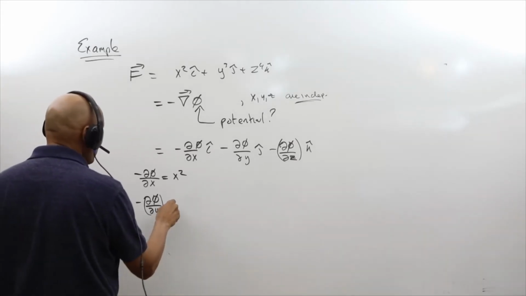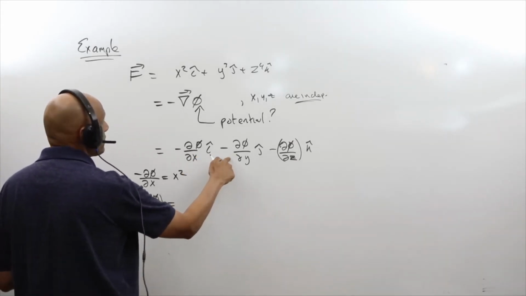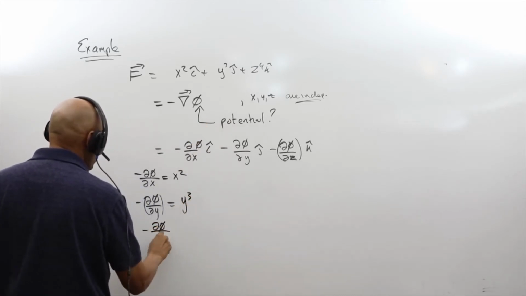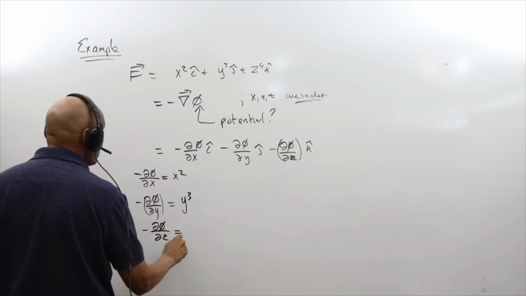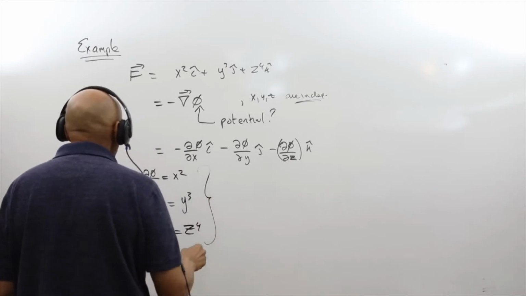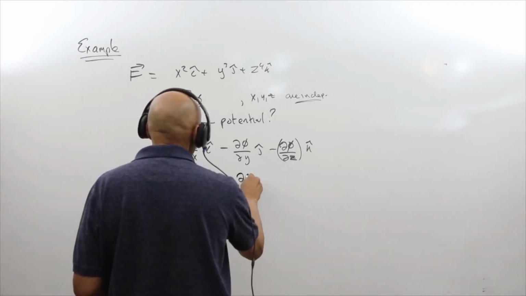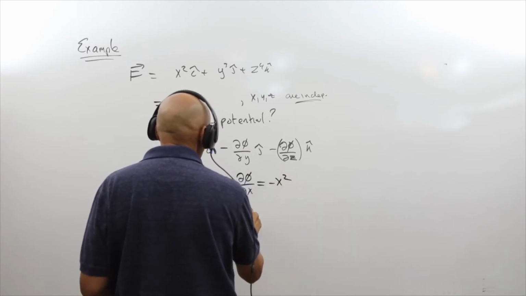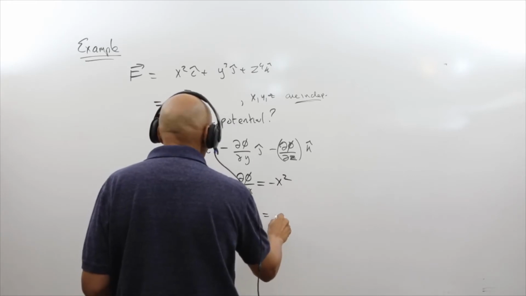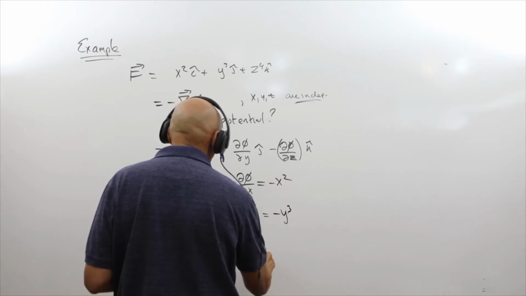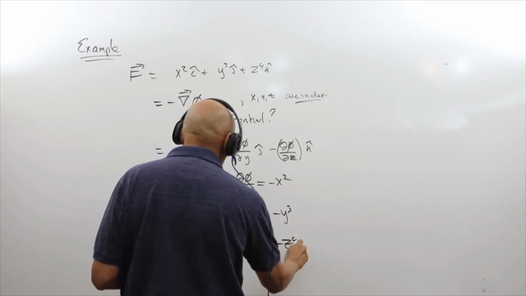So in this case, let's continue: minus the partial of phi with respect to y is equal to y cubed, minus the partial of phi with respect to z is equal to z to the fourth. So basically I'm saying that the partial of phi with respect to x is equal to minus x squared. The partial of phi with respect to y equals minus y cubed. And the partial of phi with respect to z is given by minus z to the fourth.